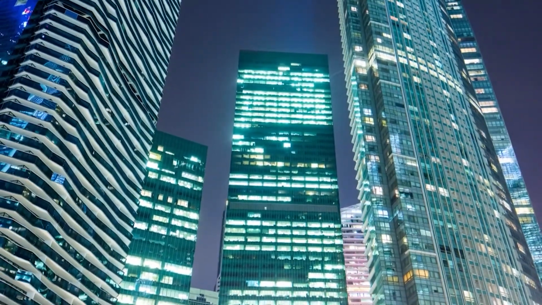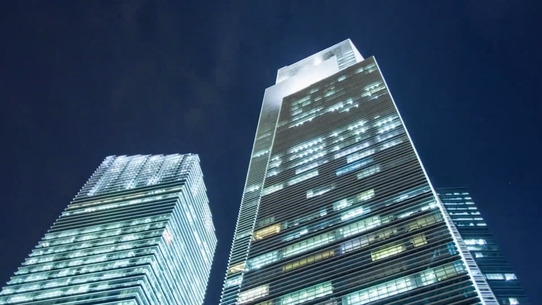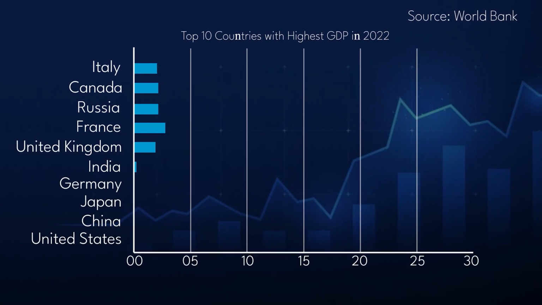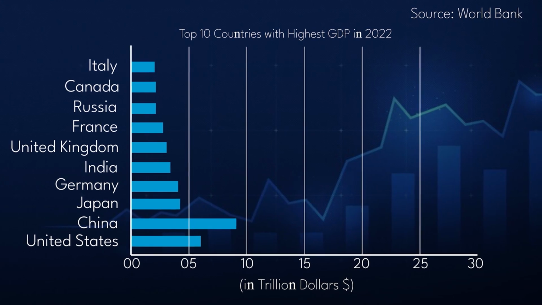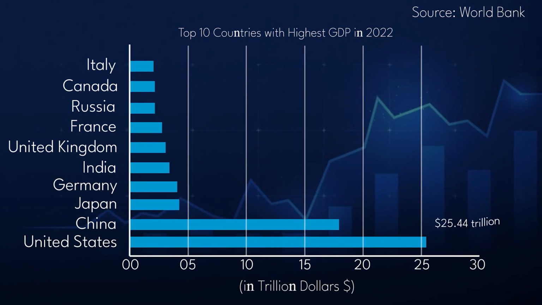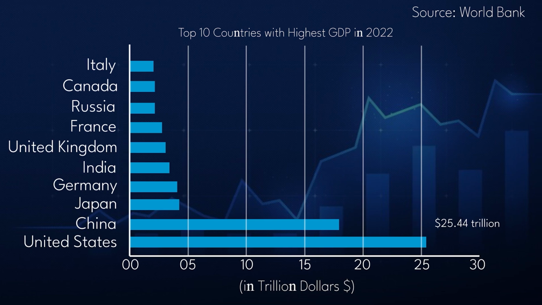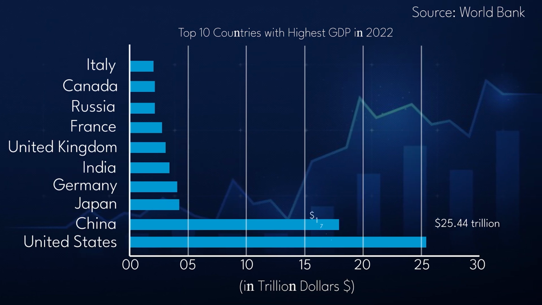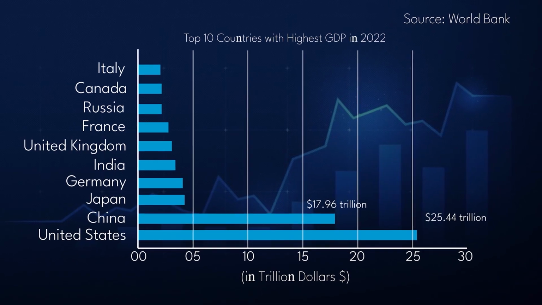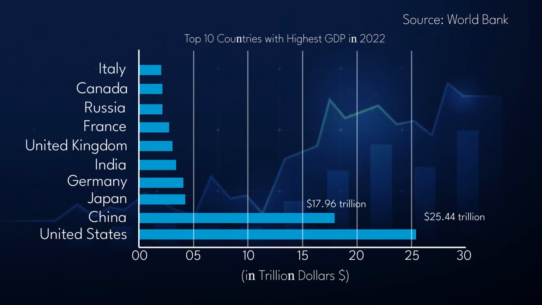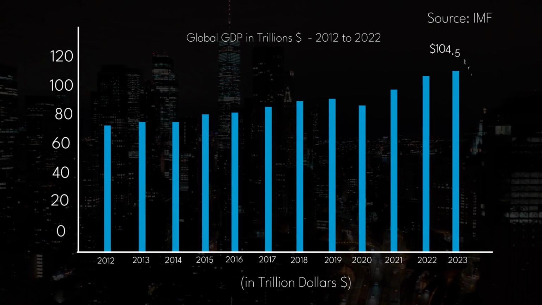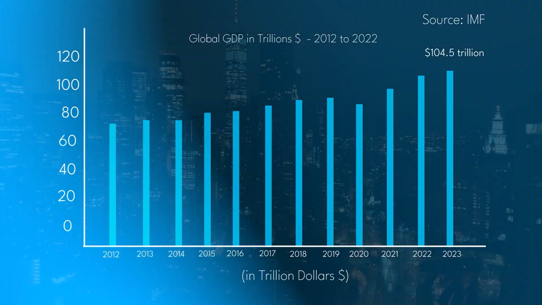GDP is used at a national level to gauge economic activity within a country's borders. For instance, based on data from the World Bank, the United States has the highest GDP in the world in 2022, with a staggering $25.4 trillion, with China being second with a GDP of $18 trillion. At a global level, GDP tracks the economic activity and growth of the world economy. In 2023, the global GDP reached an impressive $104.5 trillion.